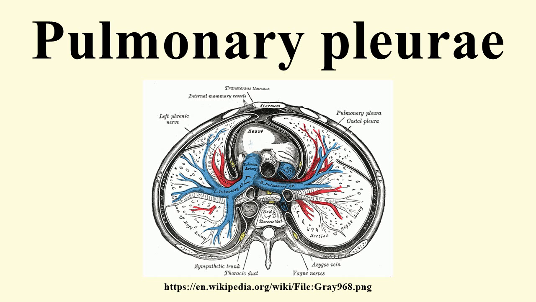The parietal pleura is innervated by the intercostal nerves and the phrenic nerve. Between the membranes is a fluid-filled space called the pleural cavity.